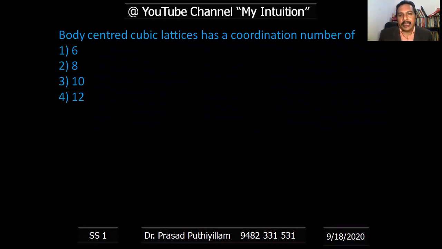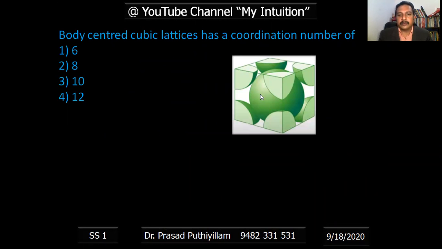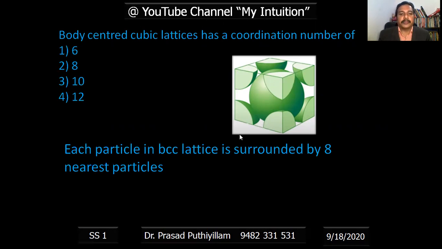Body-centered cubic lattices has a coordination number of 6, 8, 10, 12. So a body-centered cubic lattice can be represented like this with the atom at the center, that we call as body-centered cube, a cube with the atom at exact center. It has got 4 atoms at the top and 4 atoms at the bottom towards the corner of that cube. Therefore, we can say that there are 8 atoms surrounding that. So in a particle with a BCC lattice, it has got 8 atoms as the nearest particle. Therefore, correct answer is 8.